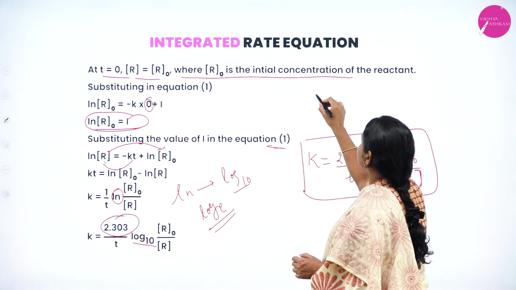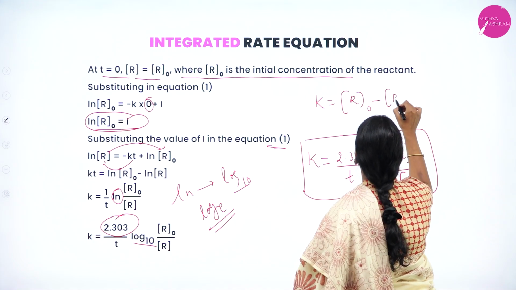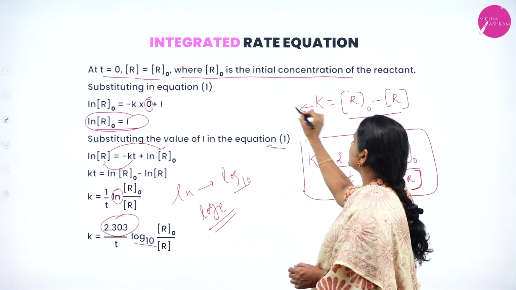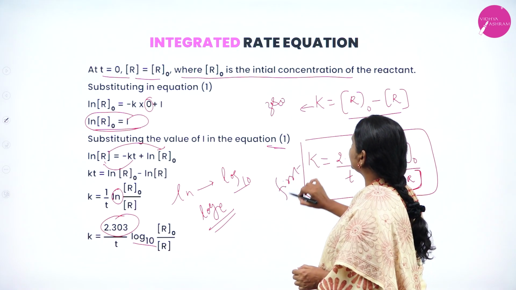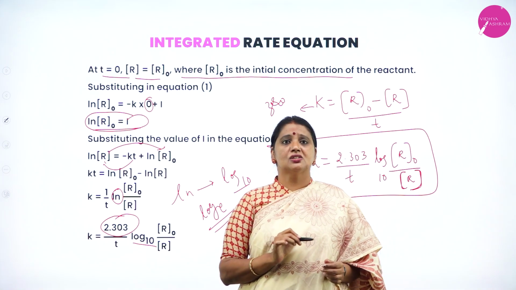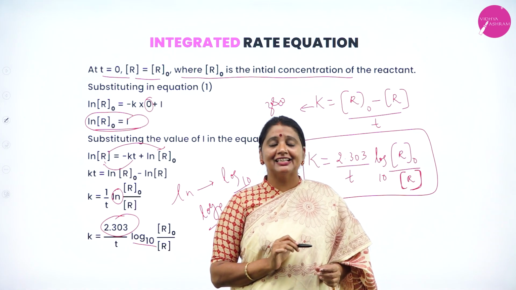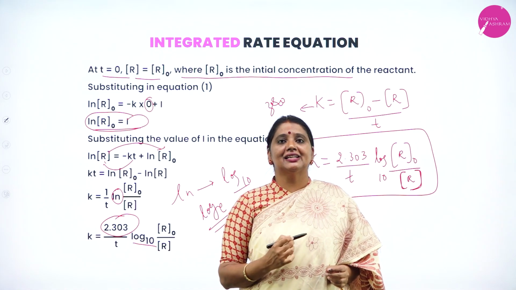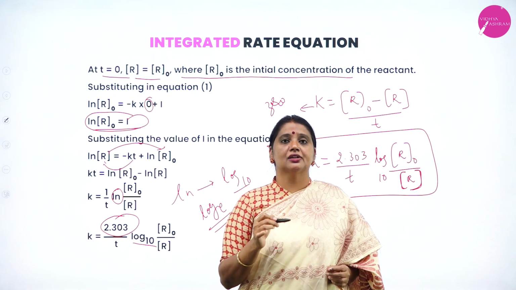For zero order, K is equal to molar concentration R0 minus R divided by T. This is the integrated rate equation for which order? Zero order. And this is the integrated rate equation for what? First order reaction. How can you get the integrated rate equation? Integrated rate equations are obtained by integrating the differential rate equation of zero order reaction as well as first order reaction.